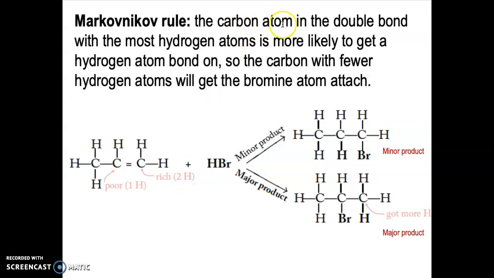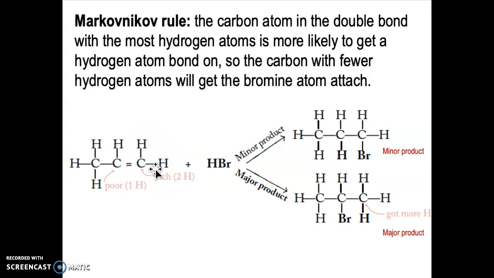So the carbon atom that is in the double bond with the most hydrogen atoms is more likely to get the hydrogen atom from this reagent, while the carbon with fewer hydrogens will get the non-hydrogen atom. In this instance, the non-hydrogen is bromine. Now, some people learn the rule "rich gets richer", which would mean that this carbon here with the 2 hydrogens would gain the next hydrogen.